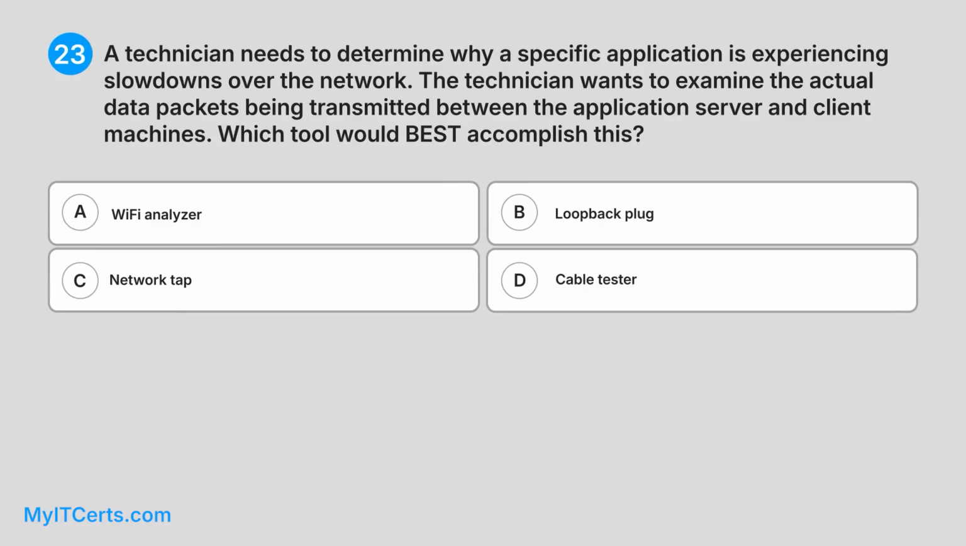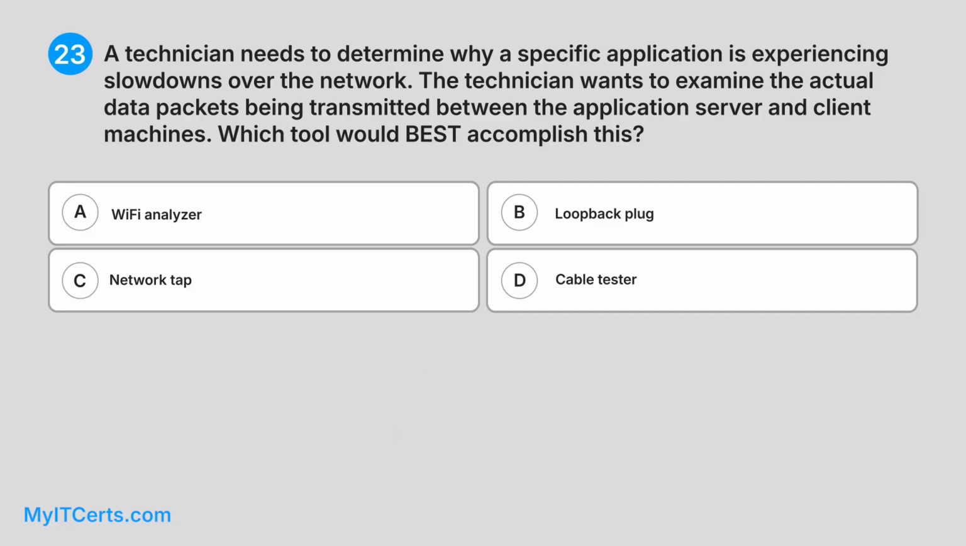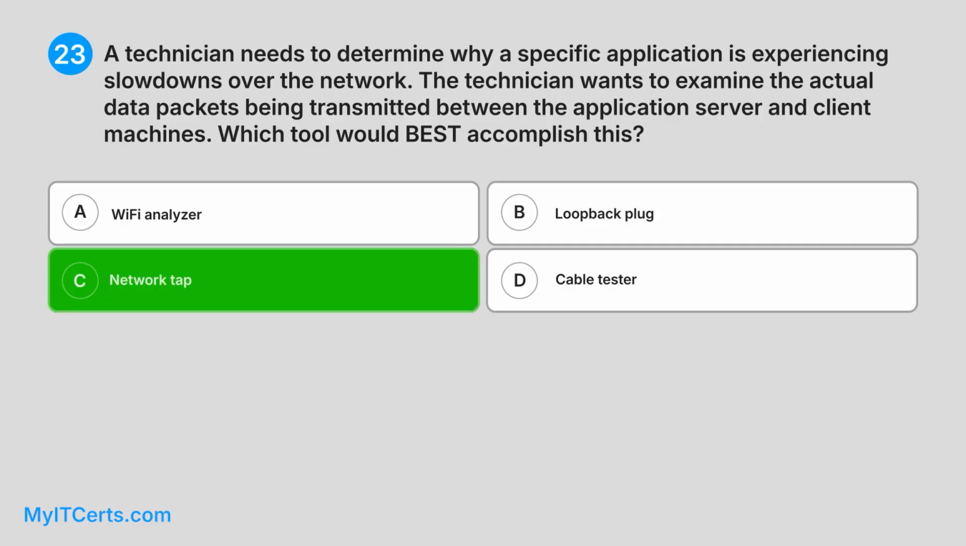23. A technician needs to determine why a specific application is experiencing slowdowns over the network. The technician wants to examine the actual data packets being transmitted between the application server and client machines. Which tool would best accomplish this? A. Wi-Fi analyzer. B. Loopback plug. C. Network tap. D. Cable tester. What do you think is the answer? Correct answer, C. Network tap.